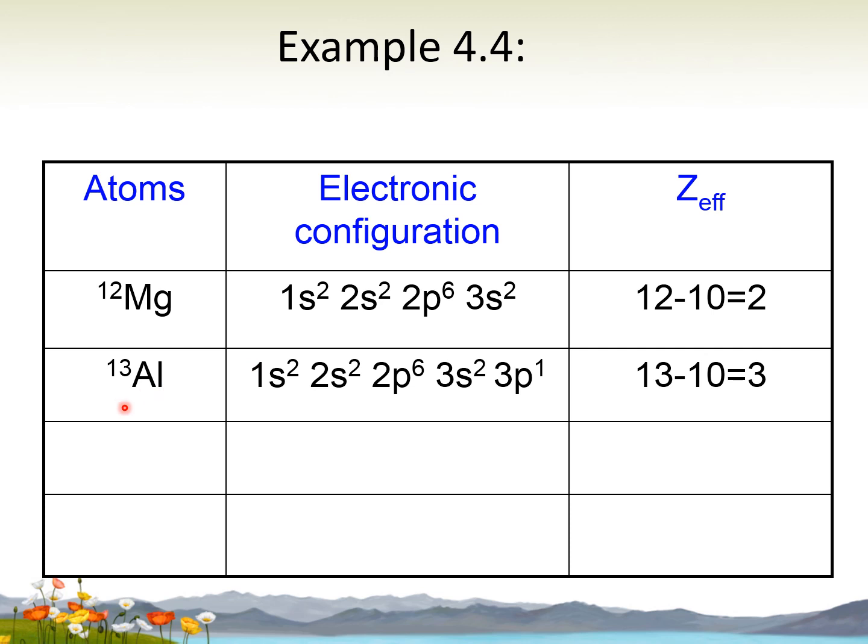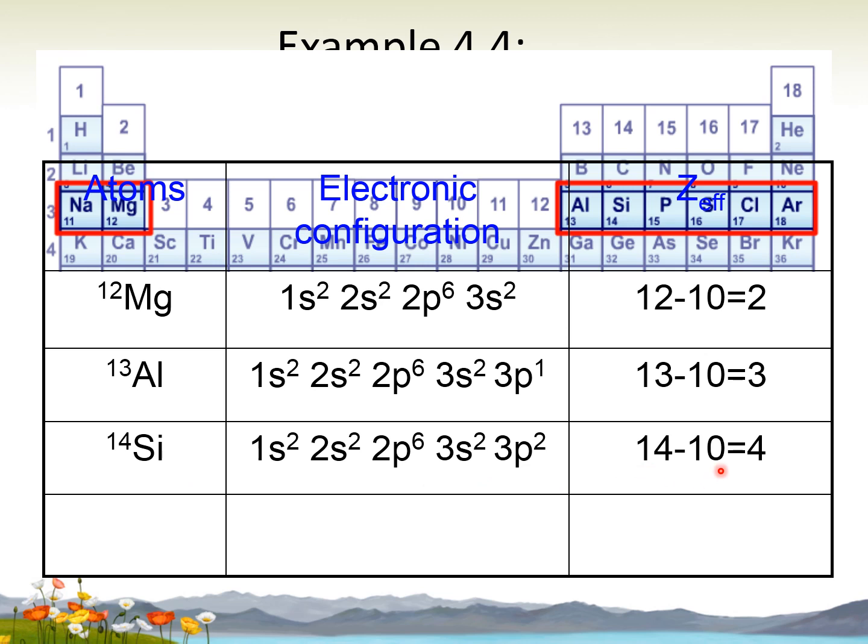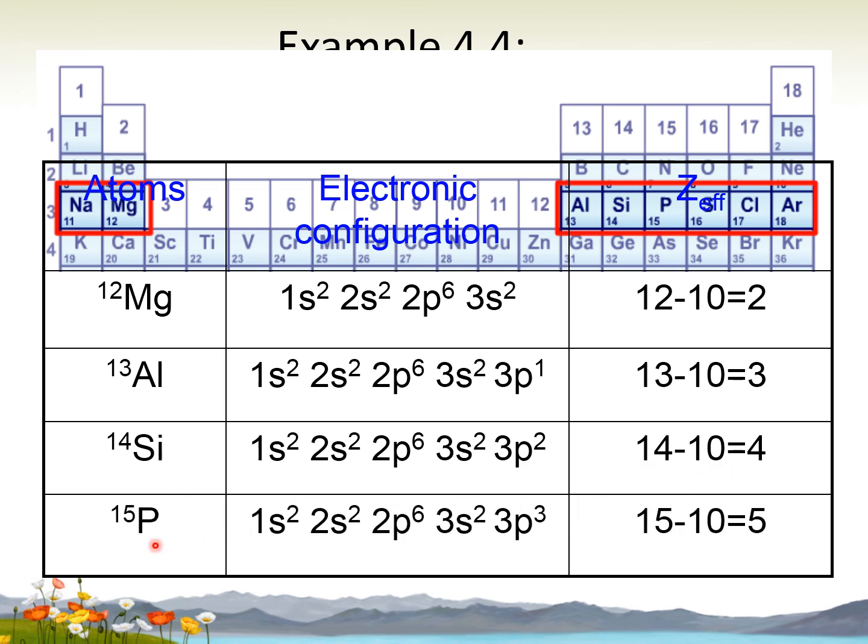For aluminium, as you can see, 13 minus 10 equals 3. And also for silicon, 14 minus 10 equals 4. And for phosphorus, 15 minus 10 equals 5. So we can conclude here that across the period, when the number of protons increases, Zeff also increases.